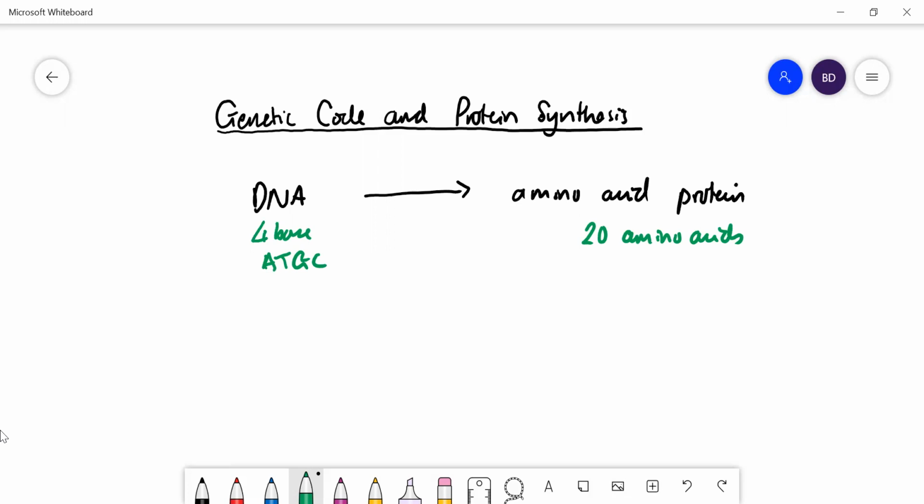So, for example, if you have the base sequence in the DNA of T, T, T, that will code for the amino acid phenylalanine. Whereas if you had, say, GCA, that would code for the amino acid alanine.